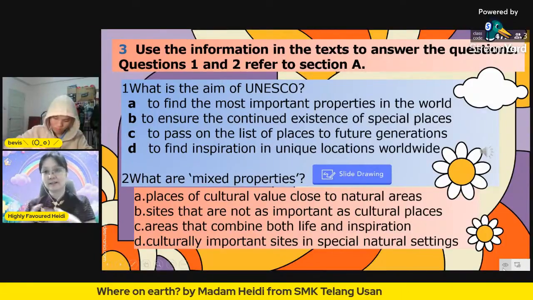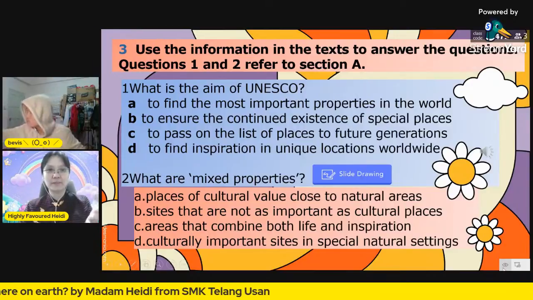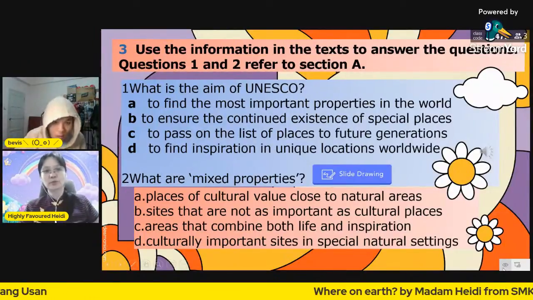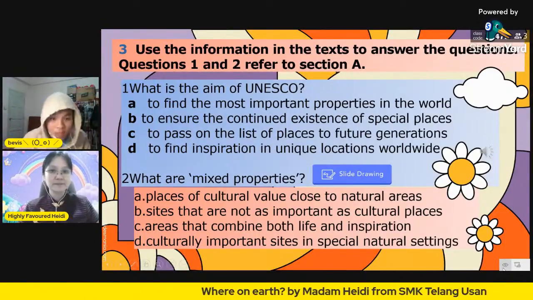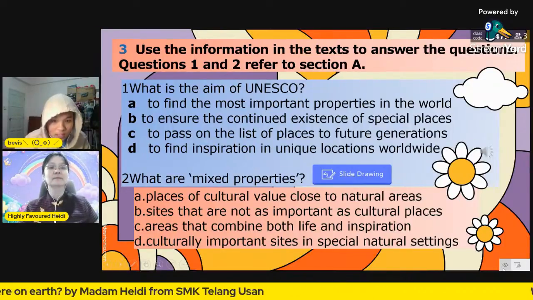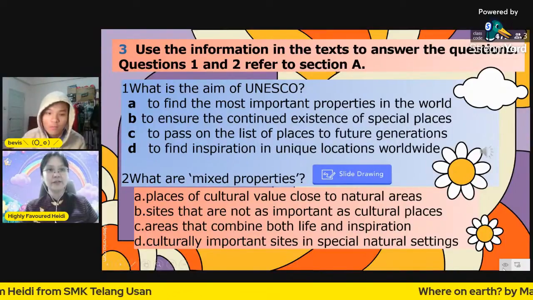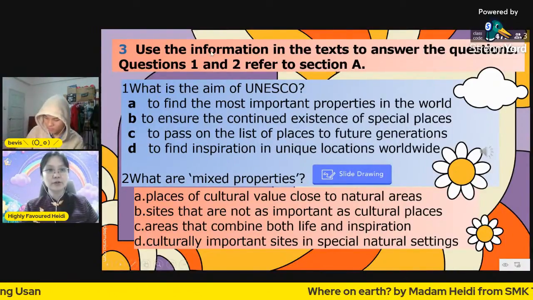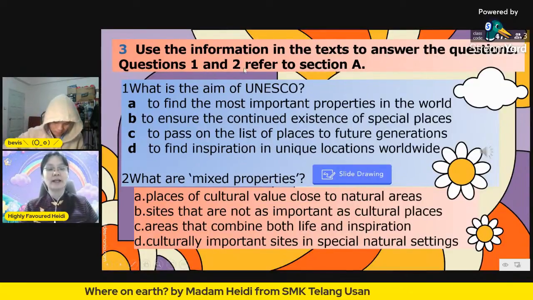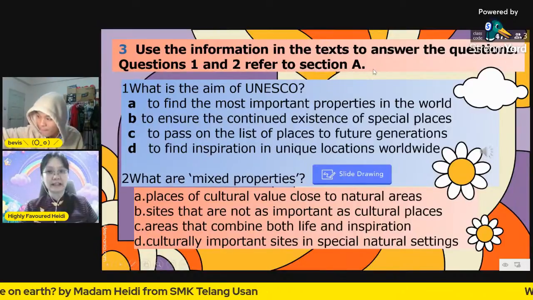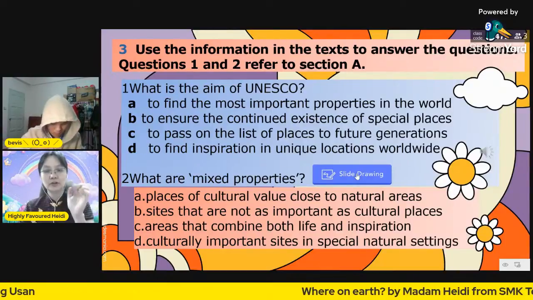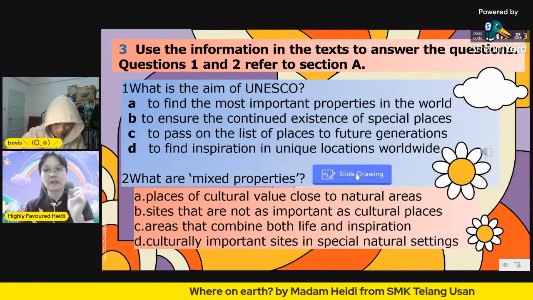Reading text assessment. Can I have Bevis? Can you read the question? Just the question. Just one and two. Question one and question two. Yes, ma'am. What is the aim of UNESCO? And second, what are mixed properties? Okay, so you look here. Use the information in the text to answer the question. Question 1 and 2 refer to section A. All of you already in the class point. Teacher is going to start the class point and you can listen to it.